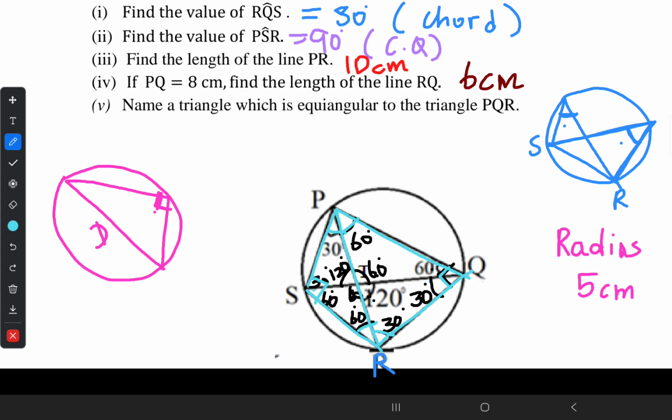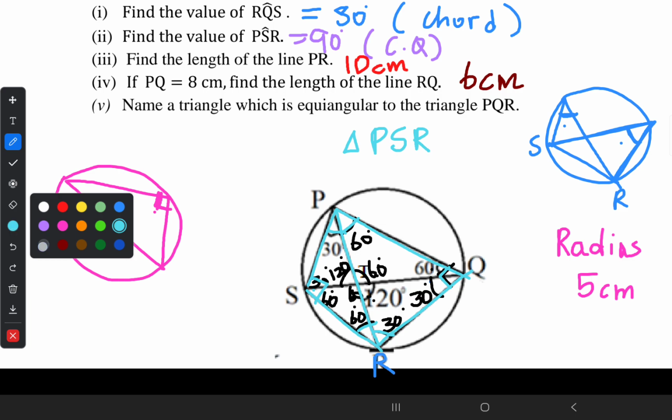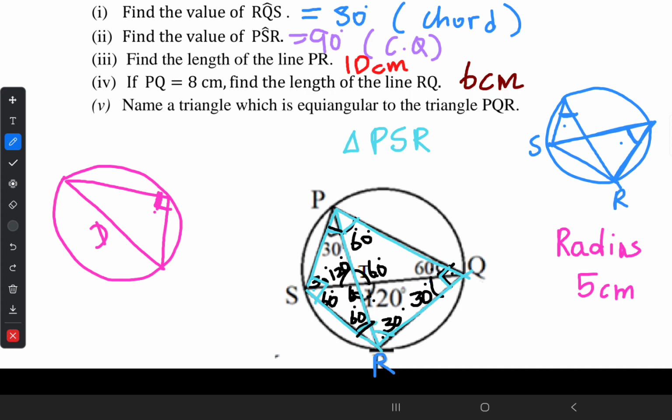So, the equiangular triangle with respect to PQR would be triangle PSR. We found all the other values inside the triangle. From that we obtain 60, 90, 30. Likewise, here we have a pair 60, 90 and 30. So the equiangular triangle would be triangle PSR.